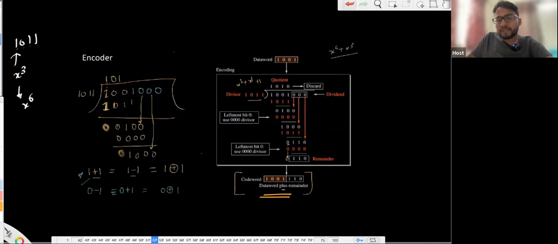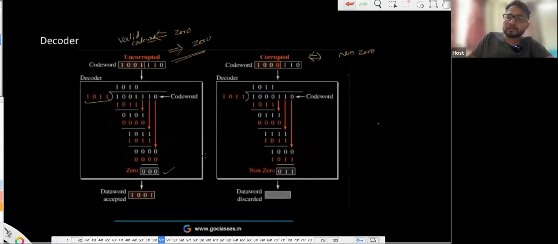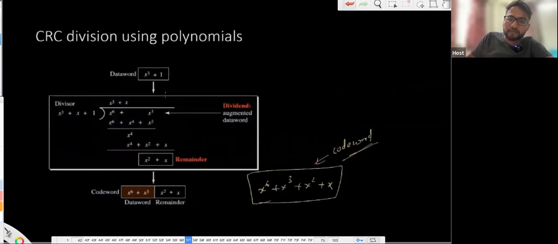So basically in binary, if you're appending 3 zeros, then it is the same as multiplying the polynomial by x cube. So if x cube plus 1 is your data word, you first need to append 3 zeros, or 4 zeros, based on your divisor. Let's suppose the divisor has a maximum degree of 3, so the length is 4. You need to append 3 zeros. Appending 3 zeros means multiplying by x cube.